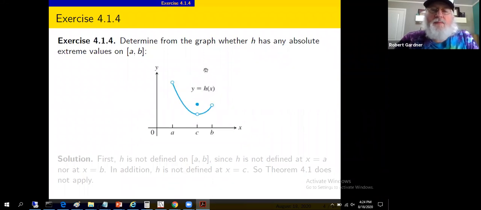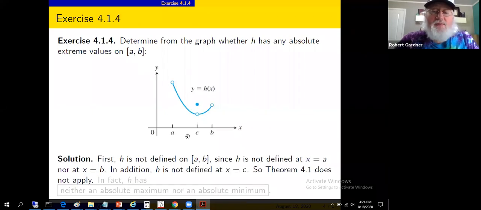Let's look at number 4. Here's a function. h is defined on the interval a, b, a closed and bounded interval. So far, so good. Actually, it's not defined on a closed and bounded interval. The statement of the exercise is something like this, so that's where I got that. Let's pick this one apart. No, it's not defined on the closed and bounded interval from a, b, because it's not defined at a and b. They put the little open circles there.